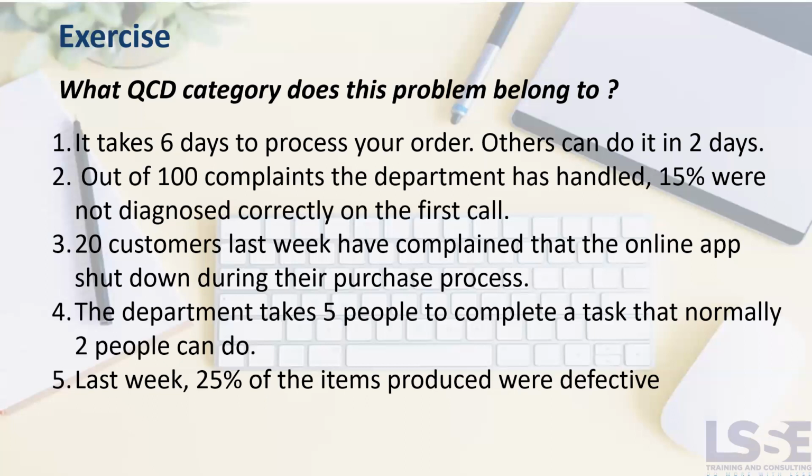Number 4, the department takes 5 people to complete a task that normally 2 people can do. So let's say they're complaining one department to the other. Okay, very good. So this one is a problem on costs.